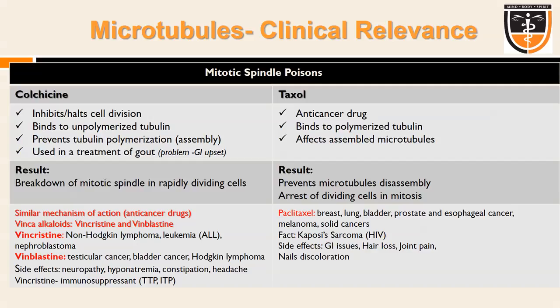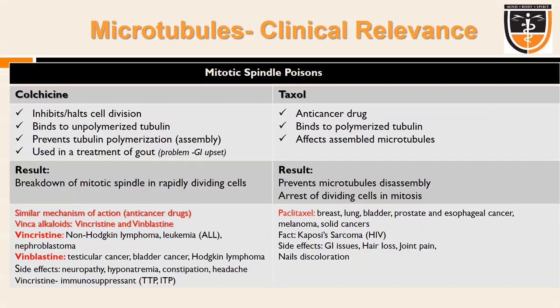Another mitotic spindle poison is Taxol. Taxol is actually a substance that is used more experimentally, but it's also used as an anti-cancer drug. So what does Taxol do? It actually binds to polymerized tubulin, so it prevents the breakdown of tubulin. So think about it. You're a cell and you're dividing, and you can't break down your microtubules. That means that you can't divide, and cells will be affected. So they prevent microtubule disassembly and arrest the dividing cells in mitosis. They really cannot break apart from each other.